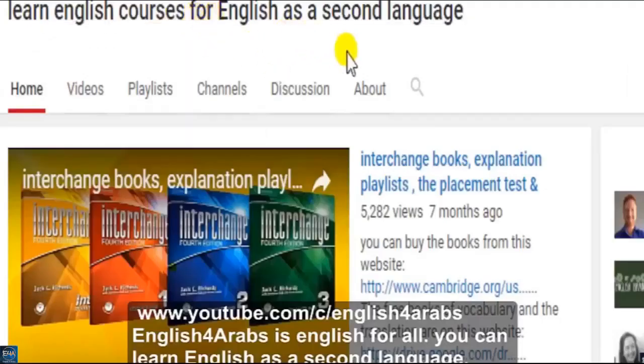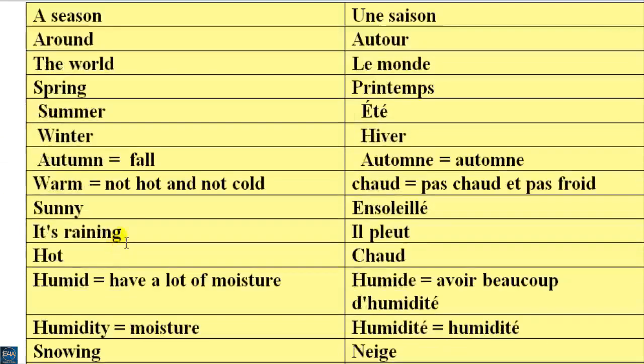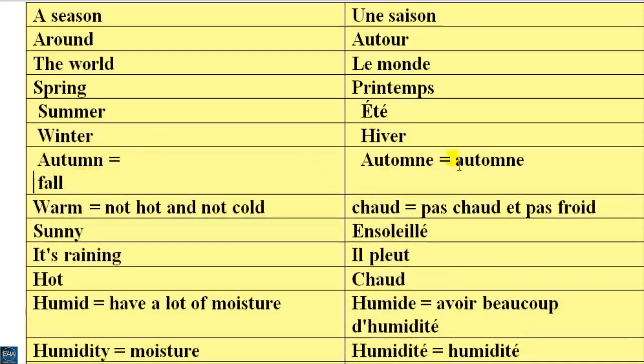You can learn English as a second language. Weather, climate, seasons, a season. Around the world: spring, summer, winter. Autumn, British autumn, and we're going to say it with the n silent. Fall, in American we say fall. So autumn equals fall.